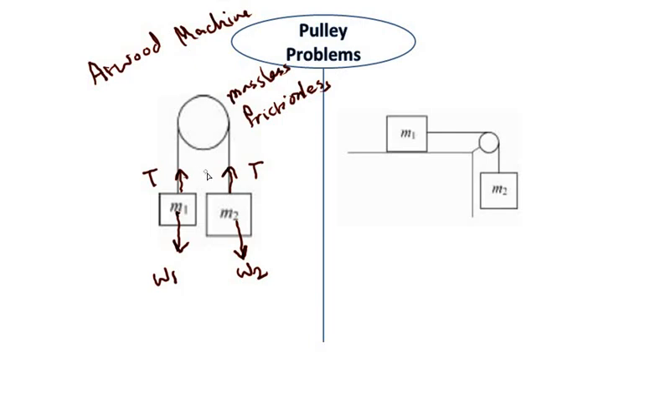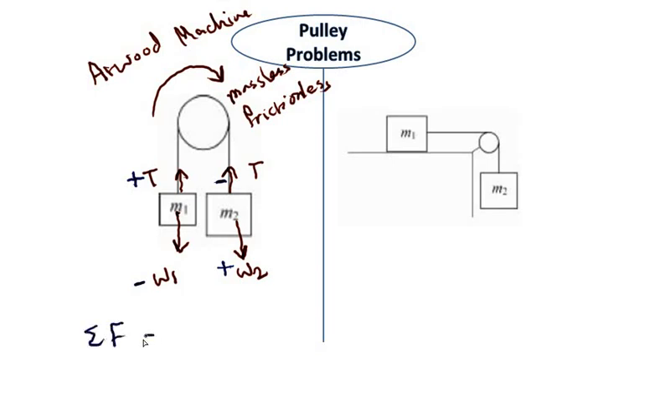Now, how can we tell which direction is positive and which direction is negative? If M2 here is heavier than M1, the system will move clockwise. So, the clockwise direction is the positive and the counterclockwise direction is the negative. This force is in the same direction of motion, so it is positive. Here, tension opposes motion, so it is negative. This tension is with the motion, so it is positive. The weight here is opposite to the motion, so it is negative.